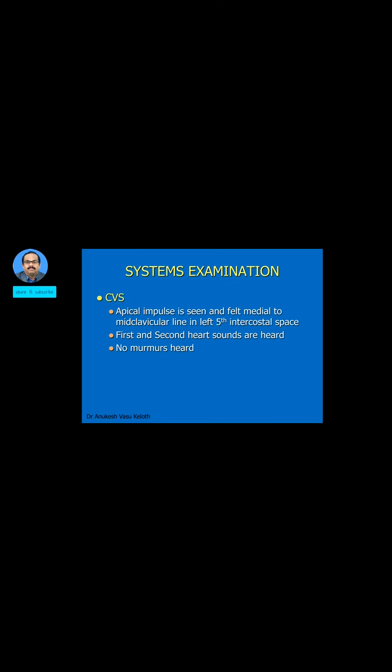Now the next element, and the last element, is the systems examination. So we will go through the 4 systems. You have the cardiovascular system. You need to make a brief note in such a way that inspection, palpation, percussion, auscultation of that system is briefly done. So this is my take on it. You can see the apical impulse of the heart medial to the midclavicular line in the left fifth intercostal space. Not only see, you can also palpate it. So that is the cardiac impulse. Then you can auscultate for the first and second heart sounds, and you can look for any murmurs.